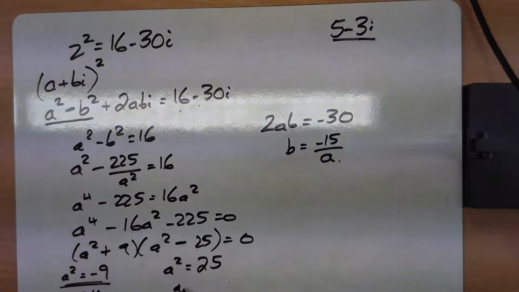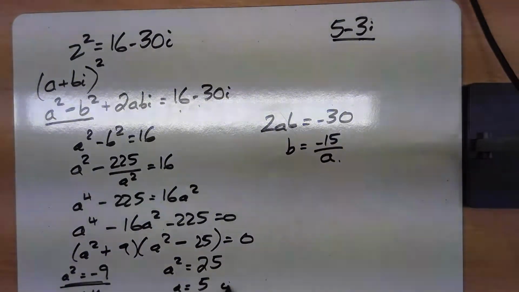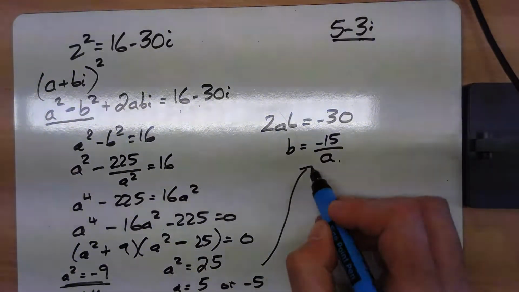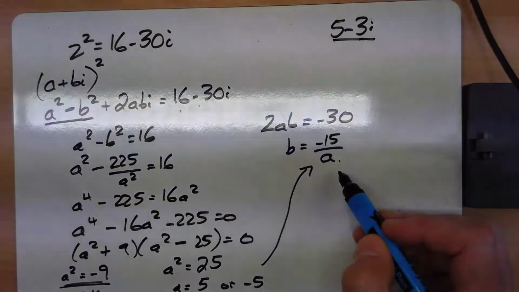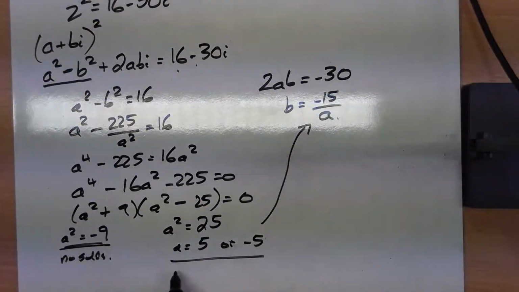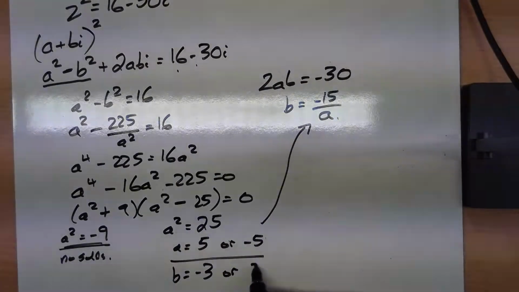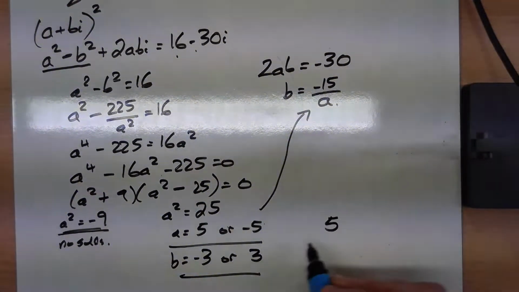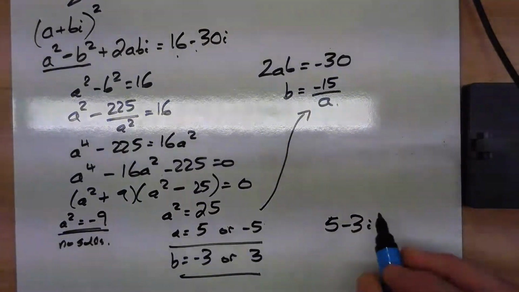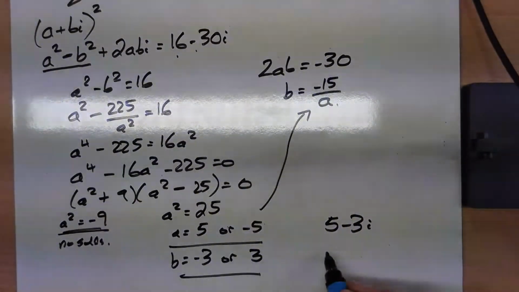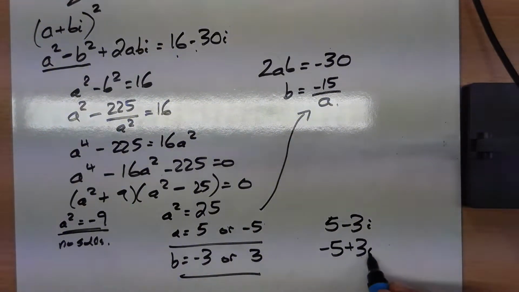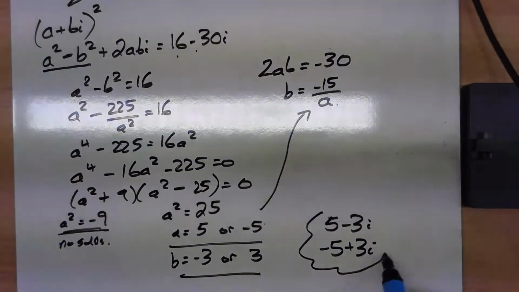But this bit here tells us that a can be 5 or minus 5. And we were told there what b was. b was minus 15 divided by a. And so b is minus 3 or 3. And our answers finally then are 5 minus 3i. We had that earlier, but look, there's another answer, minus 5 plus 3i. So there are two answers.